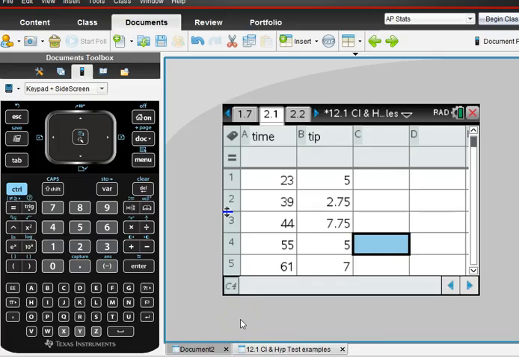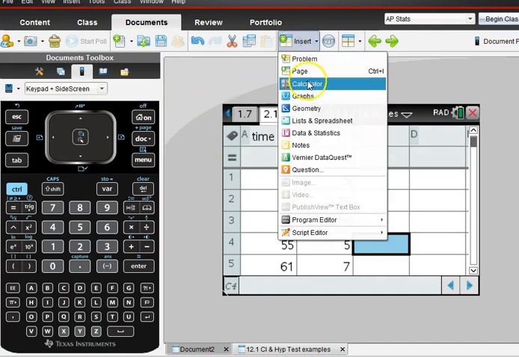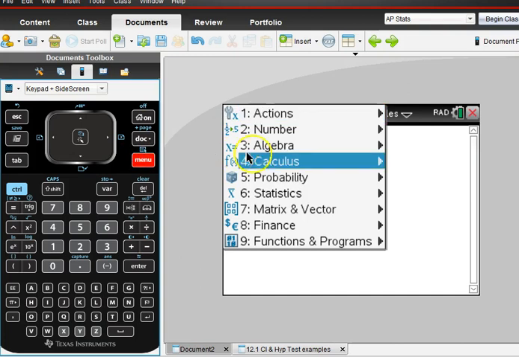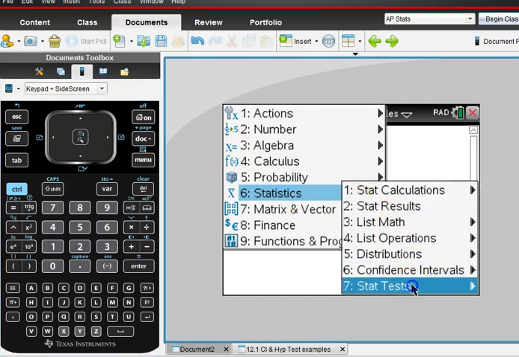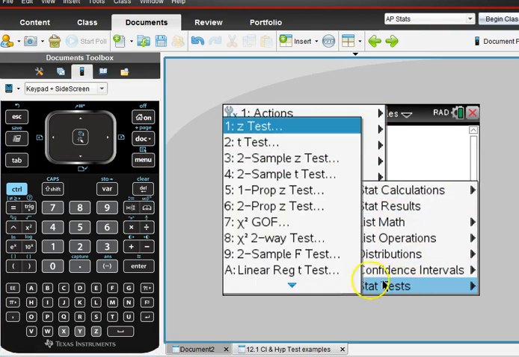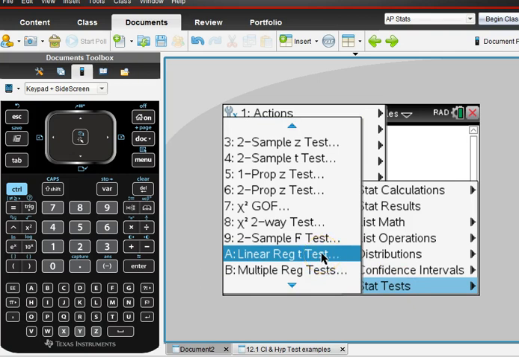Okay, I have my data in here, and I'm not going to make all the graphs this time. Of course, you can do a linear regression and make the graphs on your calculator, but I'm going to show just how to do the linear regression t-test. So I'm going to insert a calculator page, go to Menu, Statistics, Stat Tests, and then I'm going to find the linear regression t-test, which is right here.